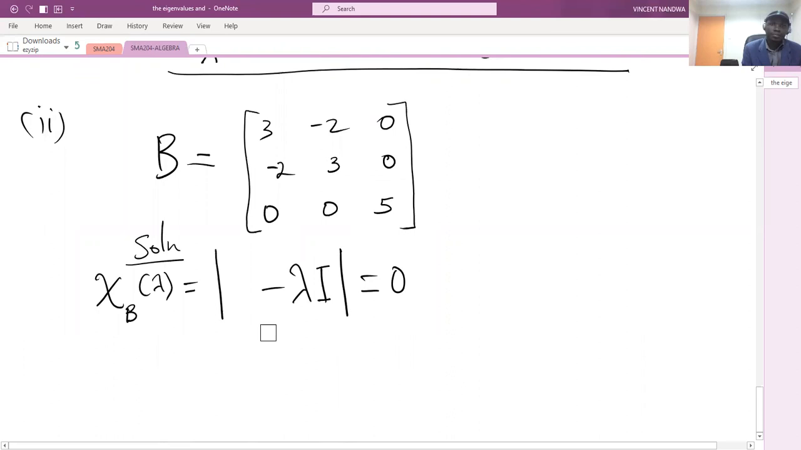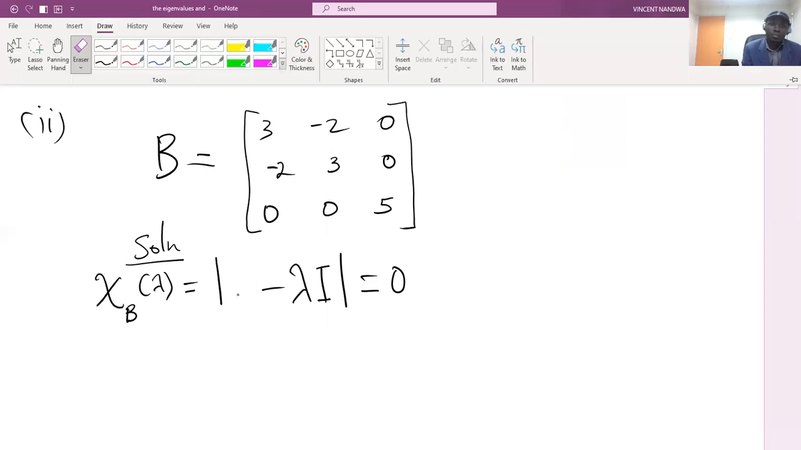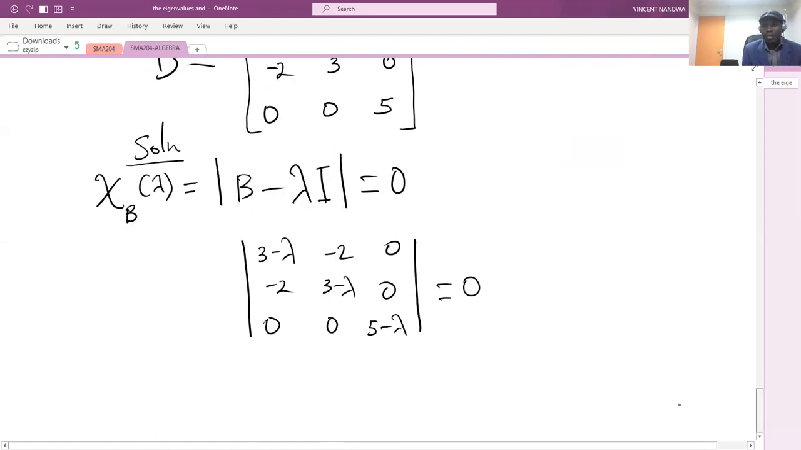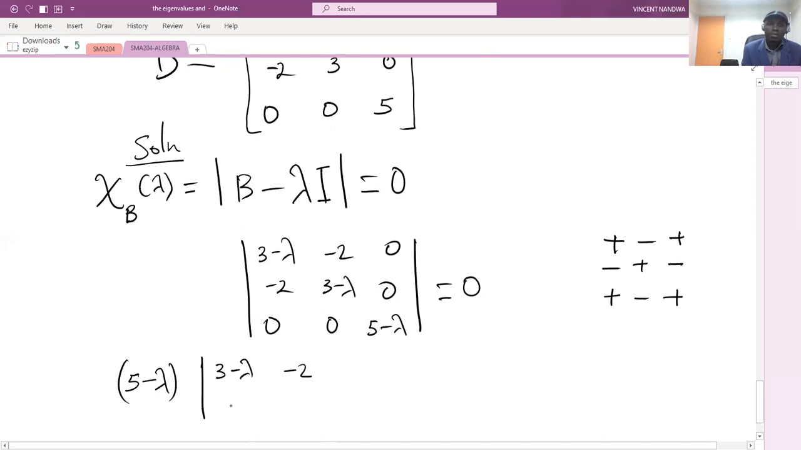So this is the same thing as saying the determinant of B minus lambda I: 3 minus lambda, minus 2, 0, minus 2, 3 minus lambda, 0, 0, 0, 5 minus lambda, equals 0. This is a 3 by 3 matrix, and because we have many zeros in the third row, we can expand along the third row. You have to remember this checkerboard when dealing with 3 by 3 matrices. So the sign here is positive, so we'll have 5 minus lambda times the determinant of 3 minus lambda, minus 2, minus 2, 3 minus lambda, equals to 0.